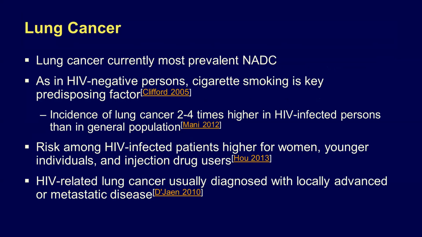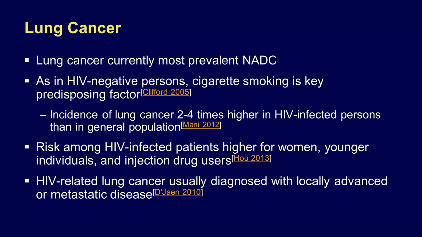Lung cancer, as you've seen in a couple of slides early on with Dr. Manser, is really prevalent in the non-AIDS-defining cancer category in our patients with HIV. And as in HIV-negative patients, cigarette smoking is the key. We've known that for years. The incidence of lung cancer in our HIV-infected patients is 2 to 4 times higher. It may be the biggest cancer in our NADMs, the non-AIDS-defining malignancies, just by numbers.